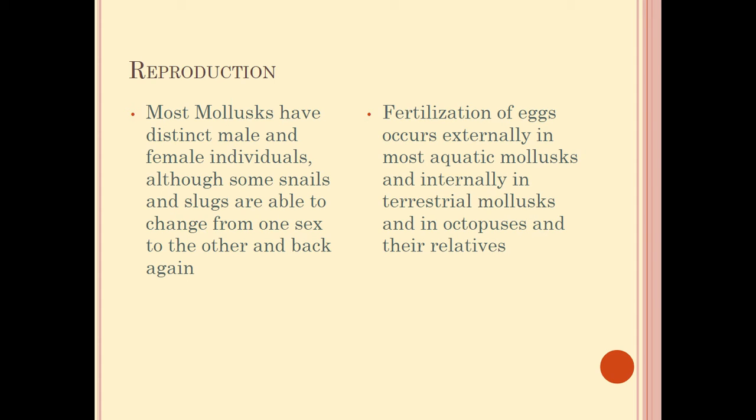However, terrestrial mollusks will have internal fertilization. Octopus are the exception to the aquatic mollusks. They are extremely complex organisms. They're smart. They have higher level thinking processes. They go through a reproduction that is internal. They take care of their offspring until they die.